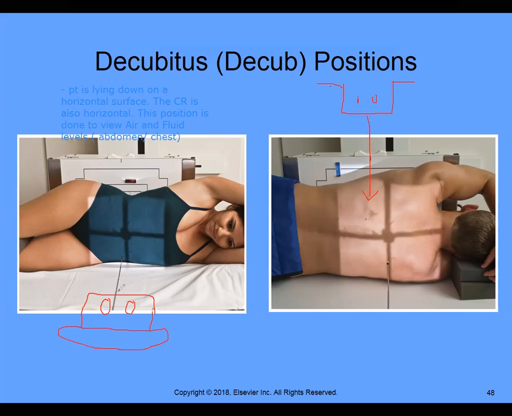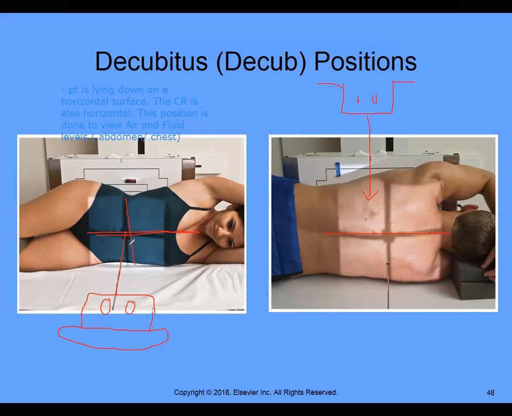But this is our X-ray tube, and it's shooting this X-ray horizontally towards the long axis of the body. This is the long axis of the body, and this is the short axis of the body. So my patient is lying down on a horizontal surface, which is the table. This position is done to view, and then the central ray is also horizontal, right? It's coming in the same direction as the patient, horizontally. And again, this position is done to view air and fluid levels.